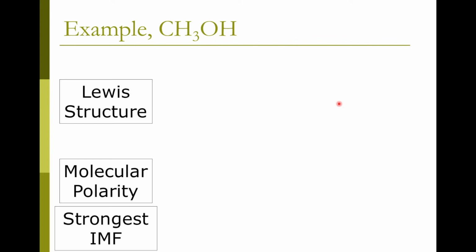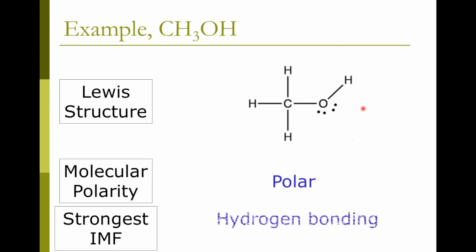So let's look at methanol, CH3OH. Here's the Lewis structure. Now go ahead and see if you can figure out the polarity and the strongest intermolecular force. I'll wait. Welcome back. You should have seen that it's polar, okay? Polar in respect right here. And so this one will actually have hydrogen bonding. You have a hydrogen that's directly bonded to an oxygen here.